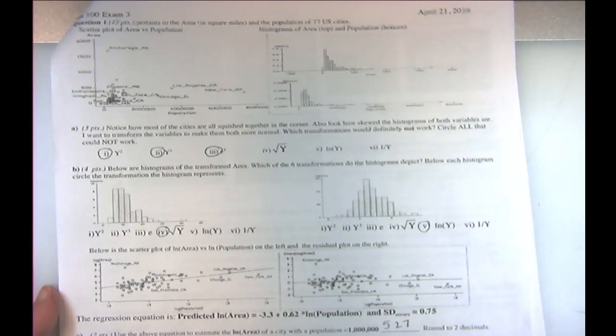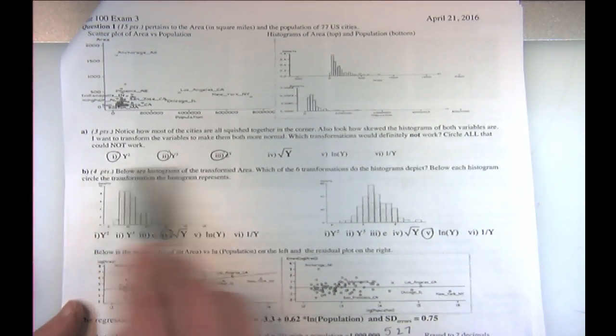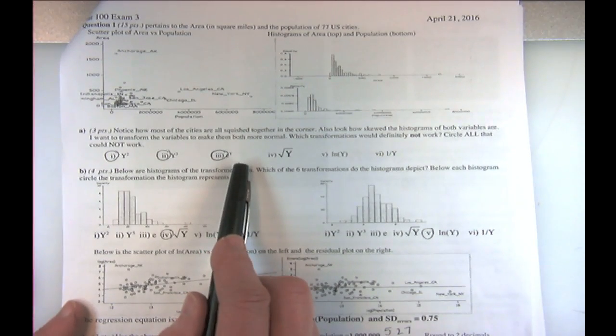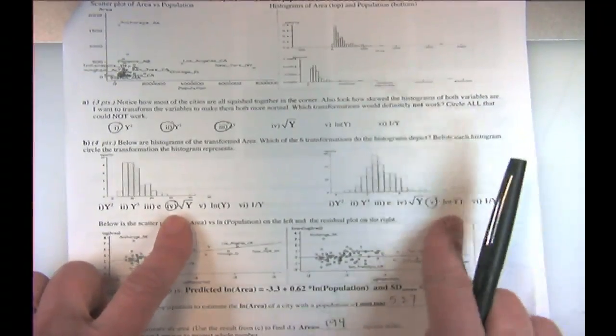All right, so let's start with this first page here. This first page was on transforming data, and it said which transformations would not work. So those three would not work. And then this looked like the square root, and that looked like the log. And for this problem here, I'll just go over it quickly because people did so well. So stop me if you want me to explain anything.